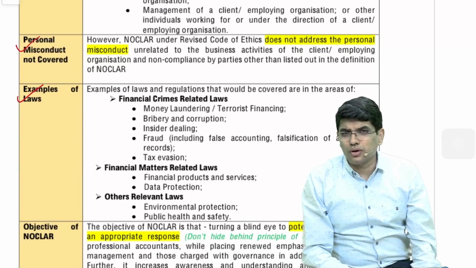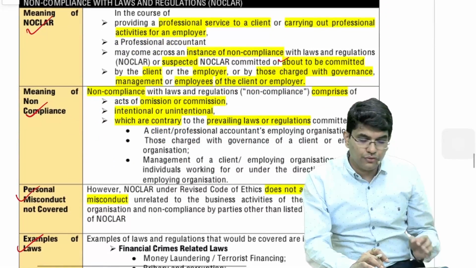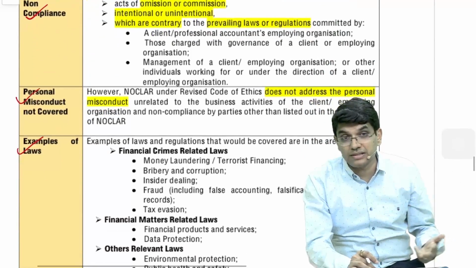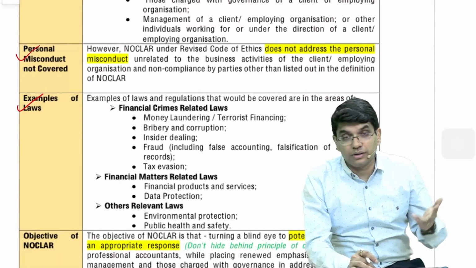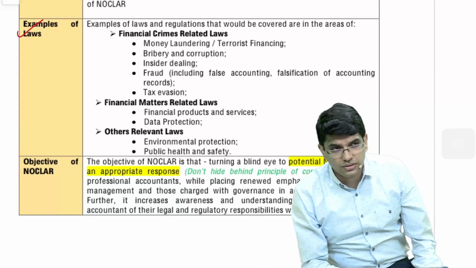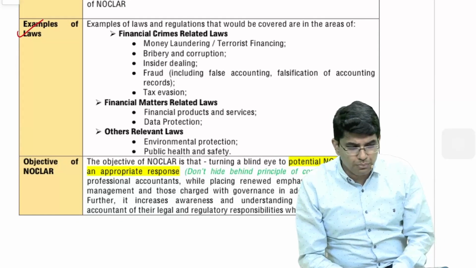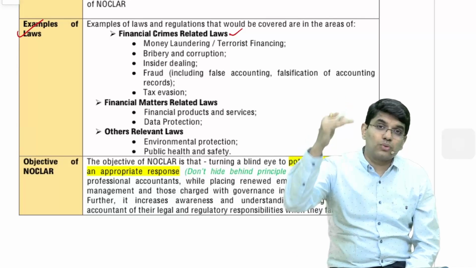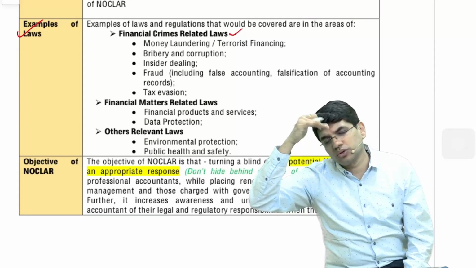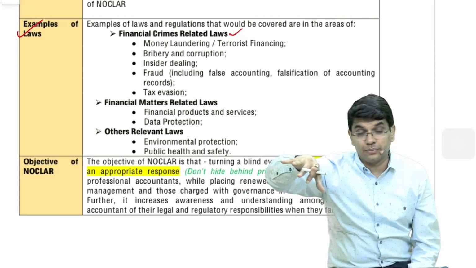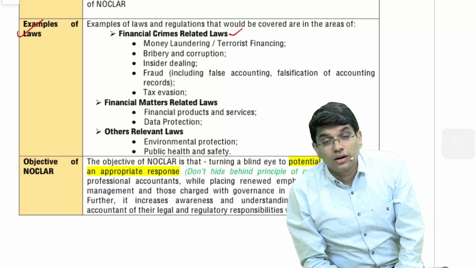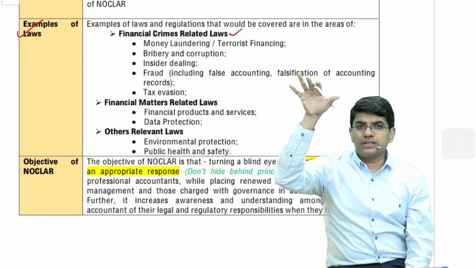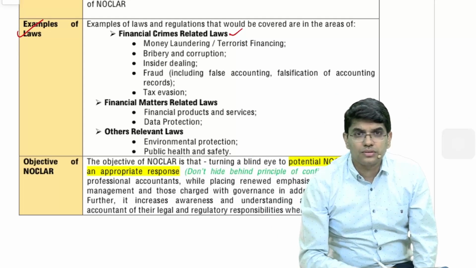Give examples of the laws, not very important. So see, they may ask you the definition. What do you mean by NOCLAR situation? What do you mean by non-compliances? Whether personal misconduct is covered or not, it may come in MCQ. It covers almost all the laws. They give examples of the laws which are related to financial crimes. So we have sequenced it properly. Money laundering, terror financing, then below that bribery and corruption, below that insider trading, below that frauds, accounting frauds, below that tax evasion. So these are financial crimes related laws.